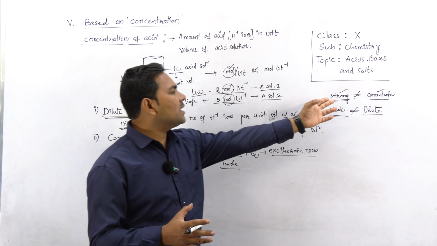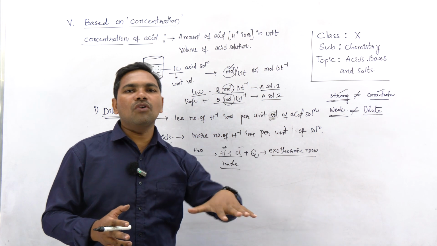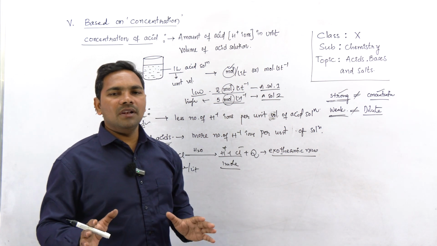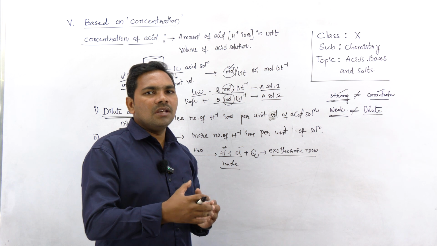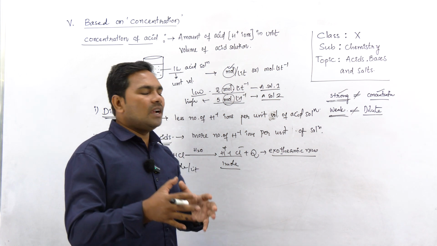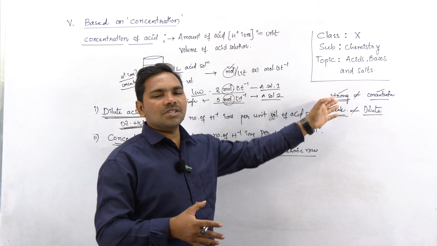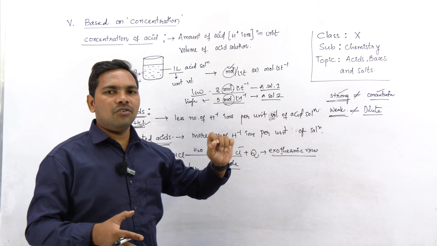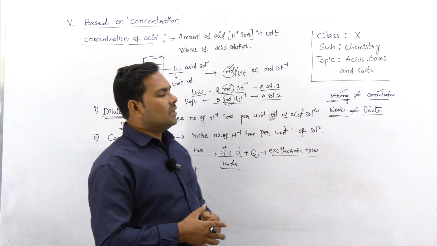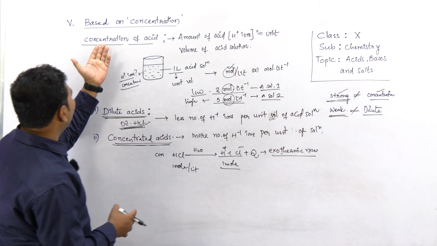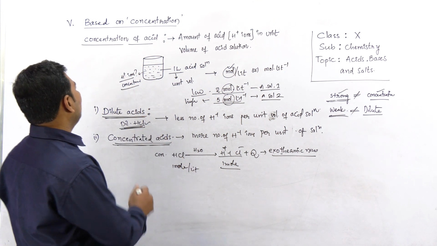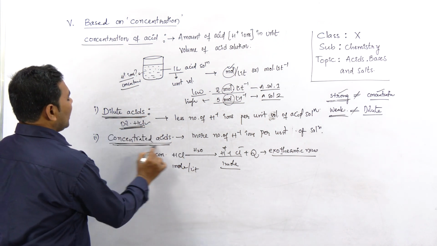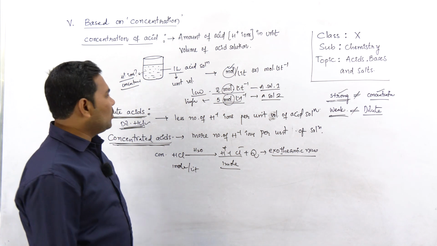But coming to strong acids, in dilute form they are not harmful. But in concentrated form, in their concentrated solutions, they are very dangerous. While dealing with strong concentrated acid solutions, we have to be very, very careful. This is another category of acids based on concentration: dilute acids and concentrated acids. I hope you understand this.